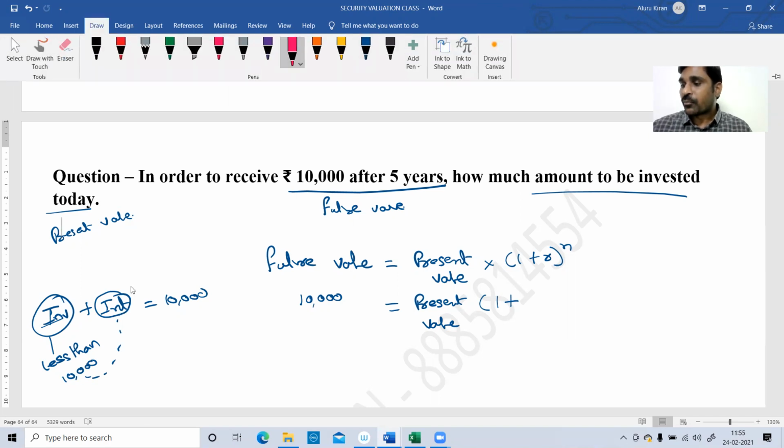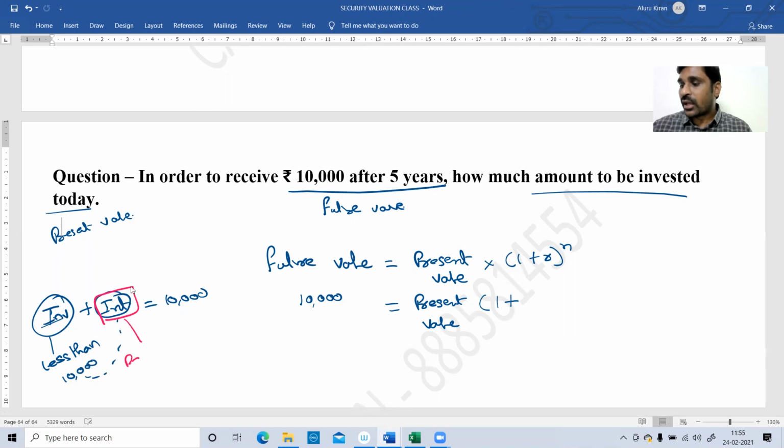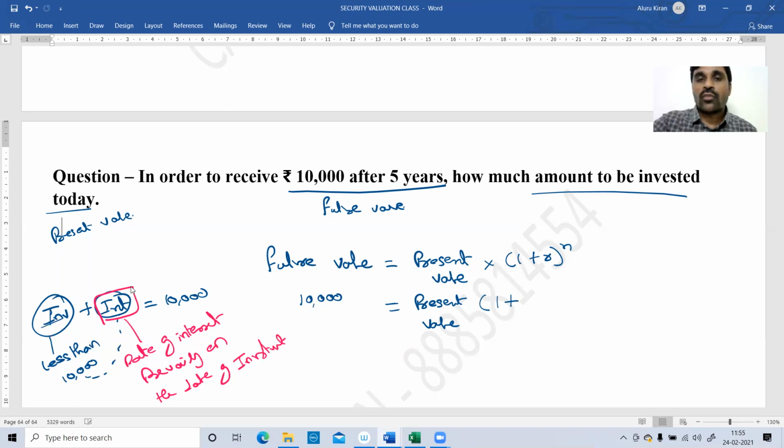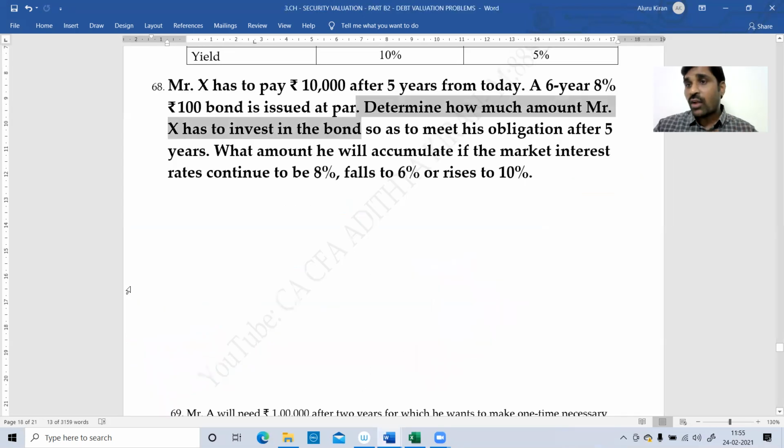Now we have to find out the rate of interest prevailing today, on the date of investment. On the date of investment, what is the rate of interest? Okay, look at this. That we have to ascertain by looking at the question. On the date of investment, how much is the rate of return? So how to identify? Look at this.